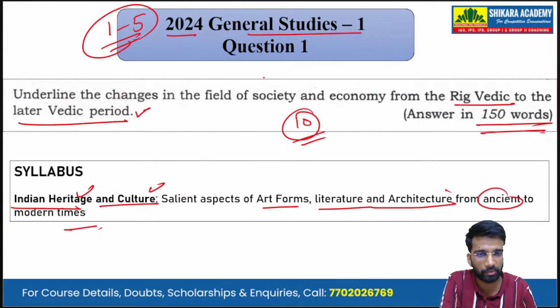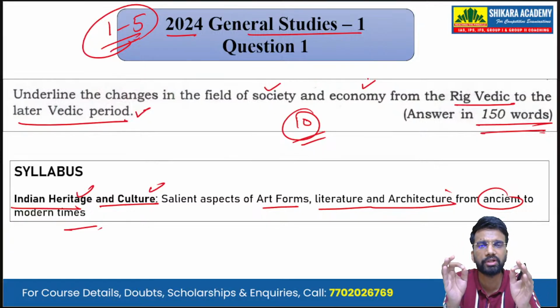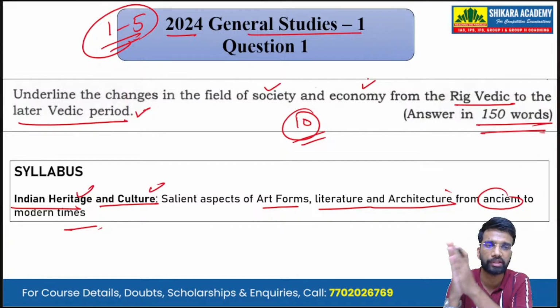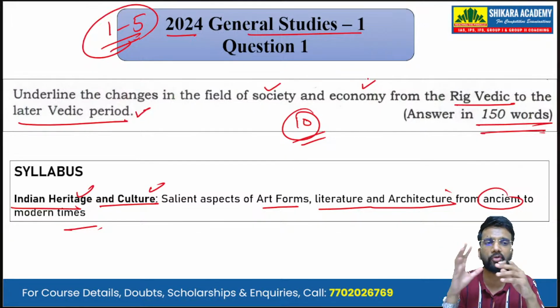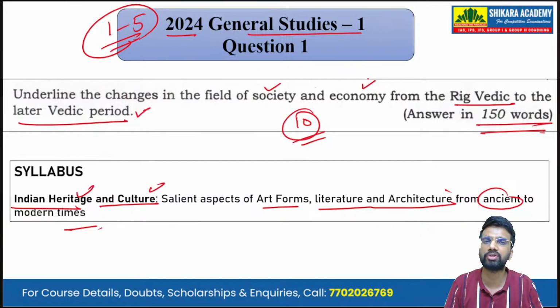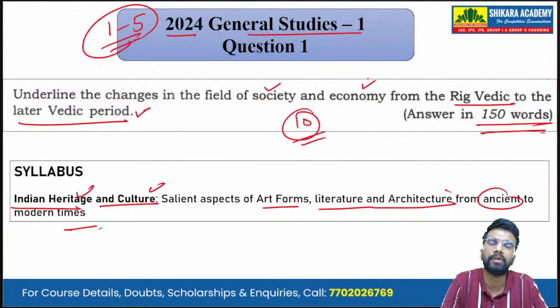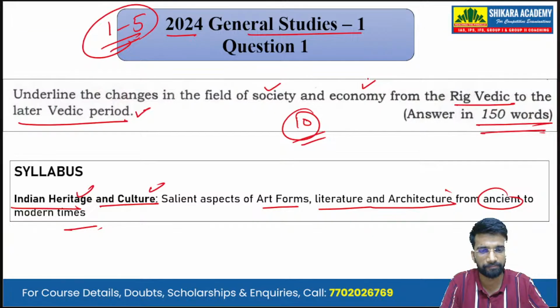Because we have been asked about the society and economy. So basically, this question is asking us to compare the society as well as the economy from the Rig Vedic period and the later Vedic period. This type of question UPSC does ask a lot, a comparison between two time periods, and on which parameters do you compare the society and the economy of that period.